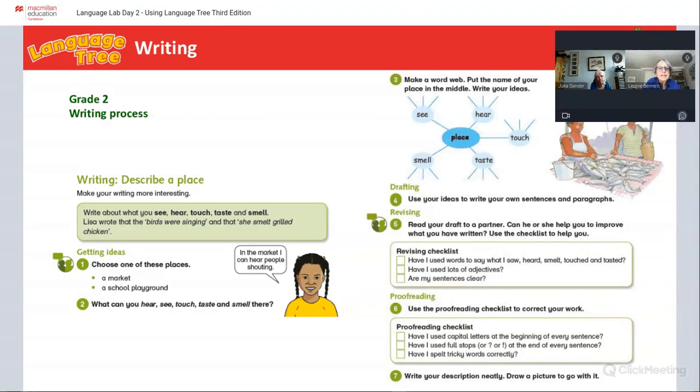You'll see that here there are also checklists for both revising and proofreading. So on the revising checklist, when they're working with a partner, they're either asking their partner or they're asking themselves, have I used words to say what I saw, heard, smelt, touched, and tasted? Have I used lots of adjectives? Are my sentences clear? And then below is the proofreading text checklist. Next slide, please.